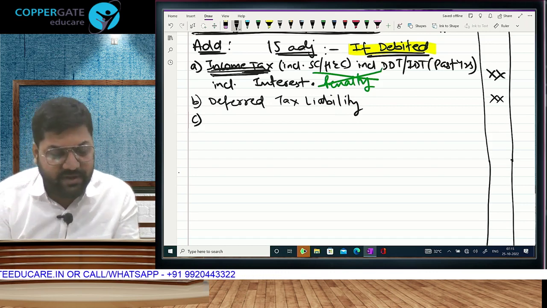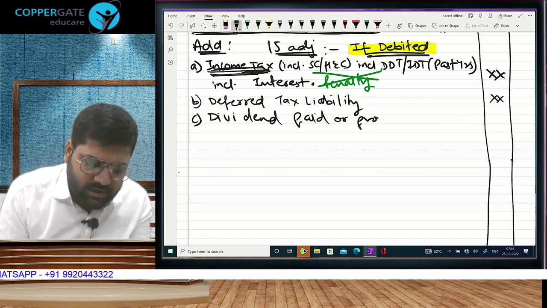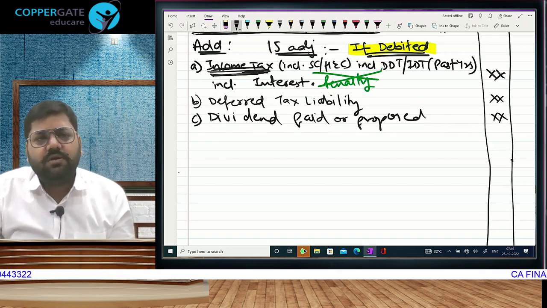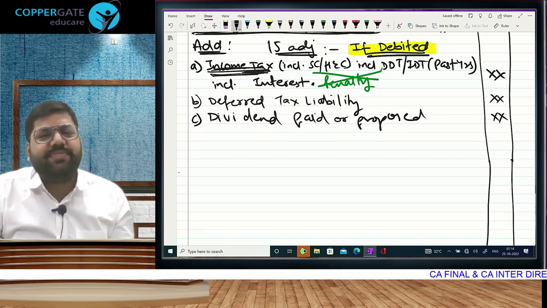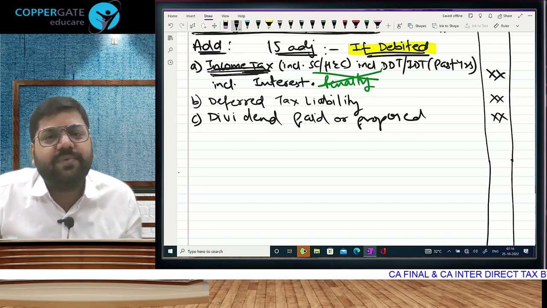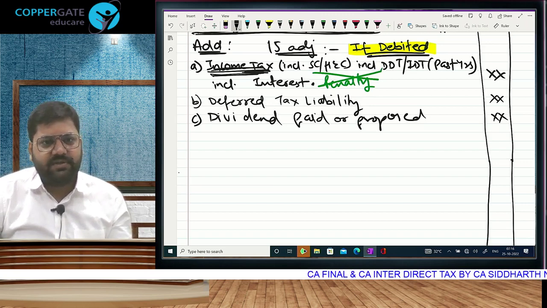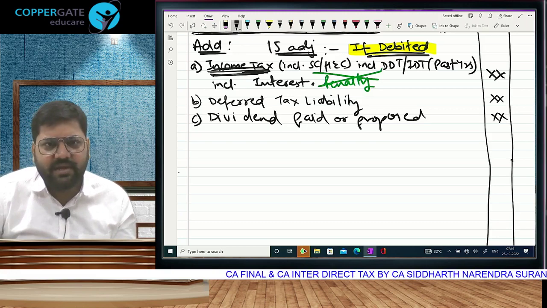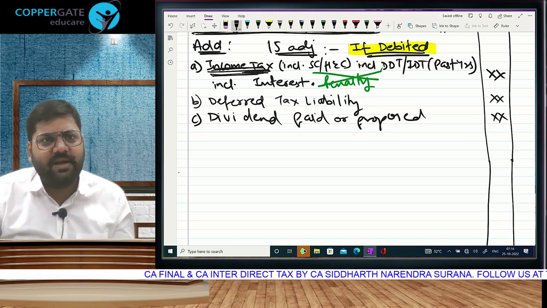If debited matlab you have reduced your profit, any kind of dividend that is paid or proposed will be added. To be very honest, we are not actually going to discuss, Sir, dividend is allowed expense ke disallowed expense. Rubbish question. Dividend is not an expense. It is withdrawal of profits. It is drawings of the owners. Can it be treated as an expense? It should not be written also in P&L account. It should be written in P&L appropriation account.